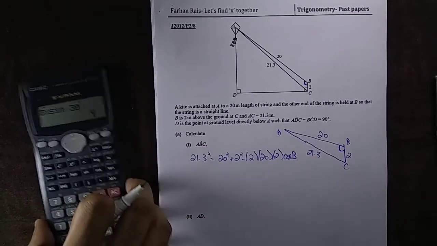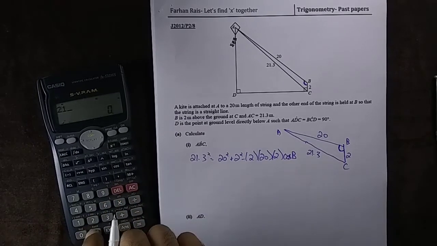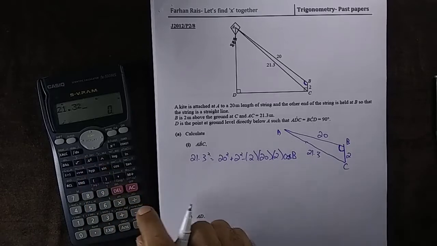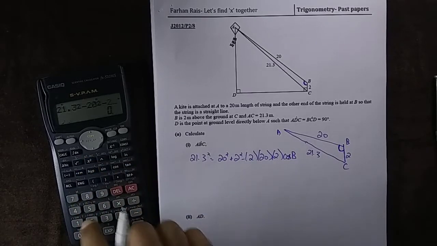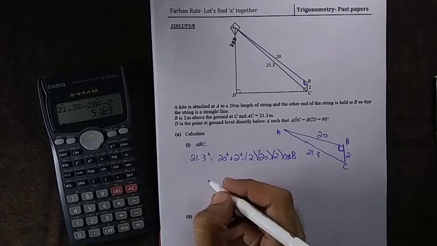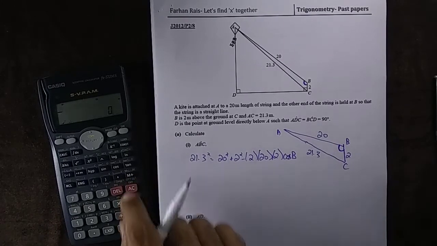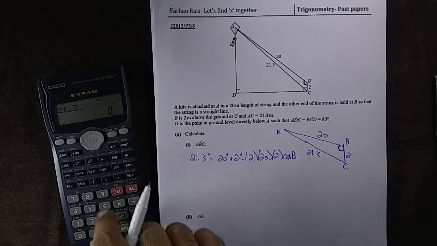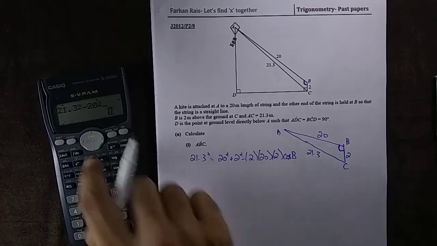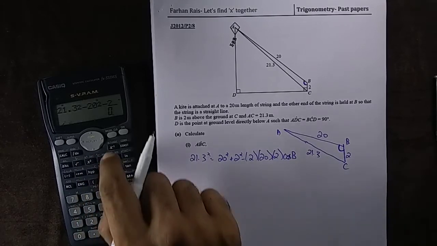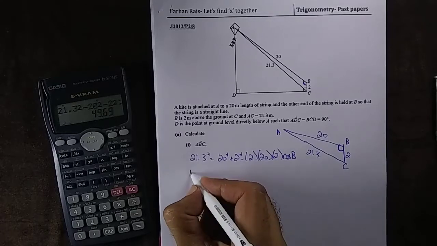We can solve this with the help of a calculator, which would give us the value as 21.3 squared minus 20 squared minus 2 squared, which is equal to 51. Sorry, I have made a mistake here. 21.3 squared minus 20 squared minus 2 squared. This gives us a value of 49.69.